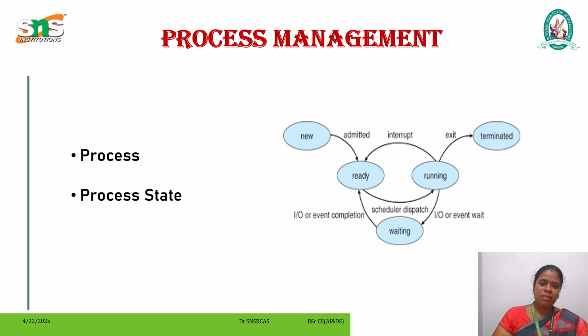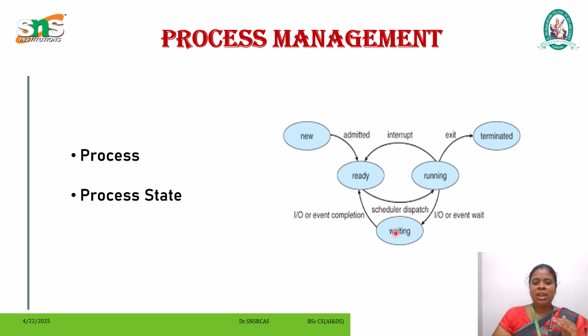Next one, process state. As a process executes, it changes state. The state of a process is defined in part by the current activity of that process. A process may be in one of the following states. First one is new. New is nothing but the process being created. Next one, running. Running is when instructions are being executed.